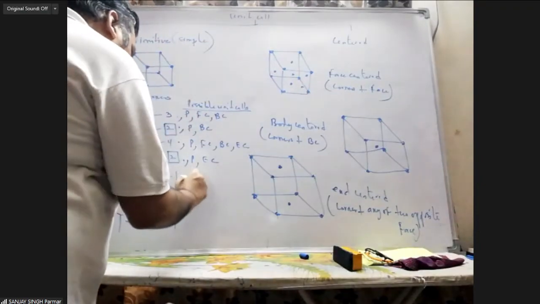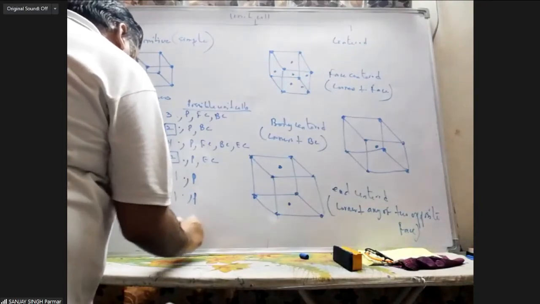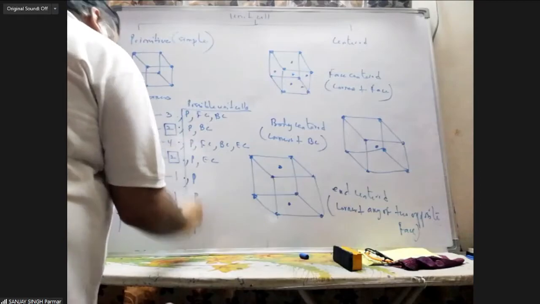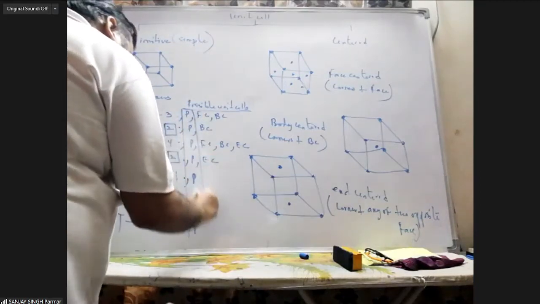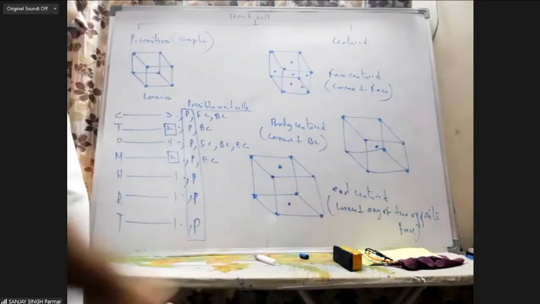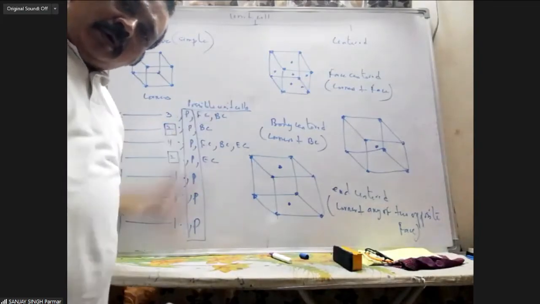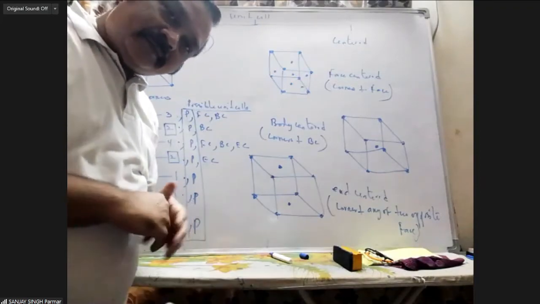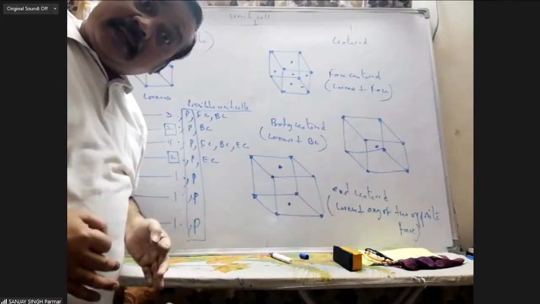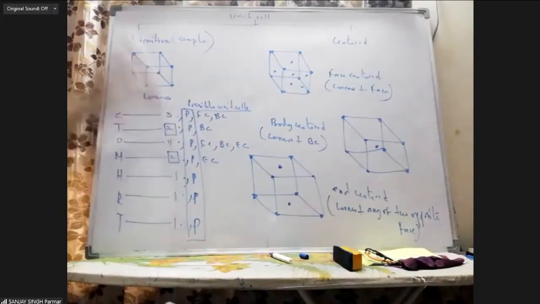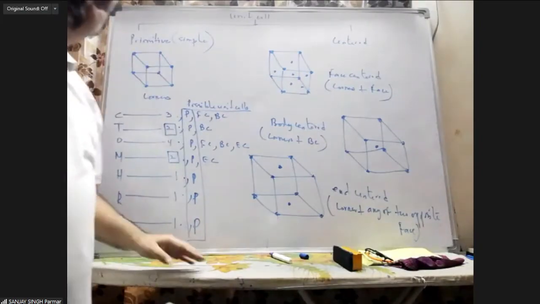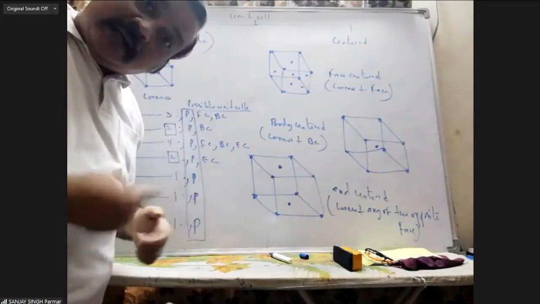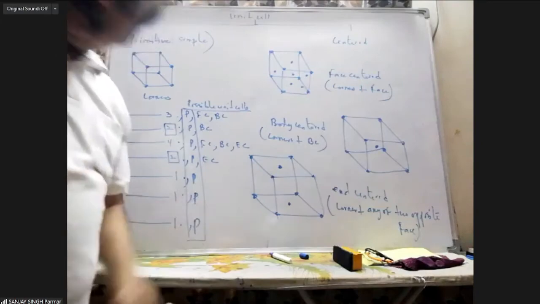And here we have primitive. Here we have primitive. And here we have primitive. So observe properly. In all the 7 types of crystal systems, primitive unit cells are there, not there? Yes, sir. It is there. In all the 7 crystal systems, primitive unit cells are there. Have a look on the blackboard. Recall for 1 or 2 minutes. After that, I'll ask questions to you.